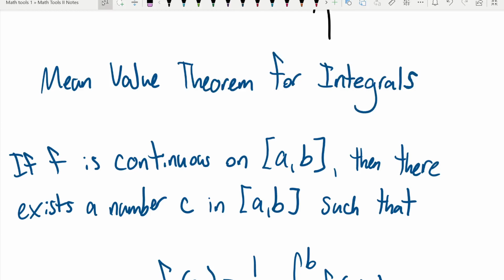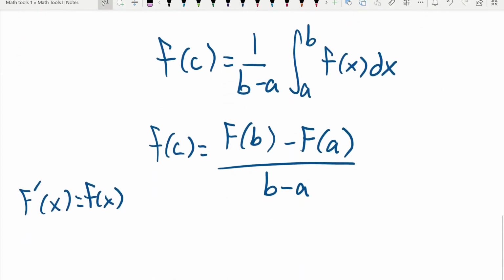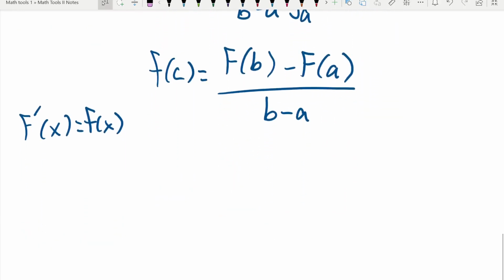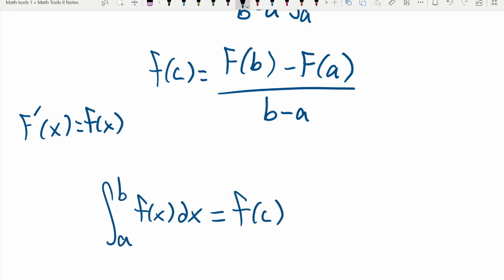So oftentimes we like to write this a little bit differently. Instead of writing it as I have it written here, you'll often see it written as the integral from a to b of f of x dx is equal to f of c times b minus a. On the surface, it doesn't look too different, but let's think about the geometric interpretation. Remember, b minus a is the length of the interval that you're integrating on.